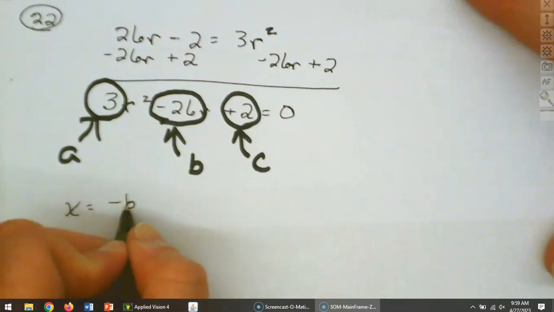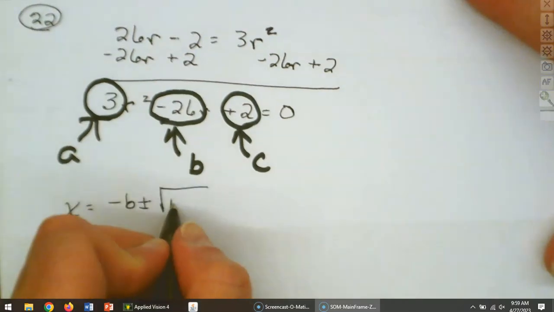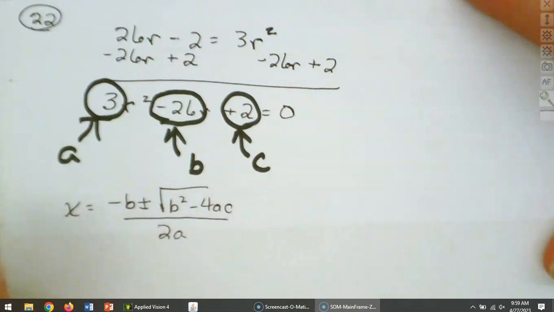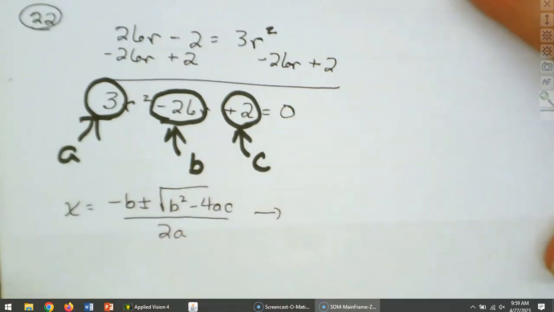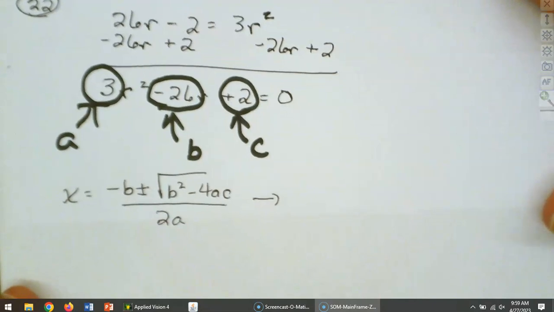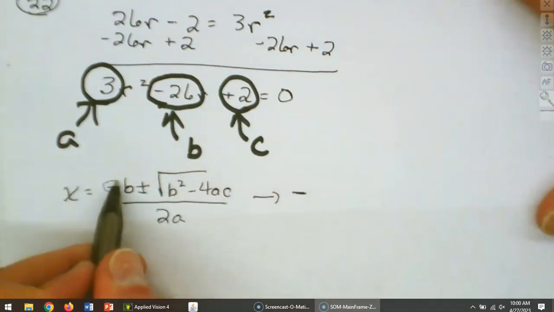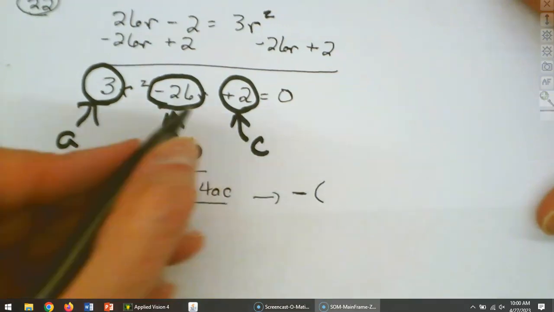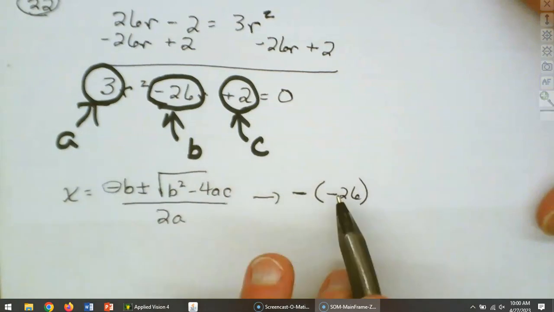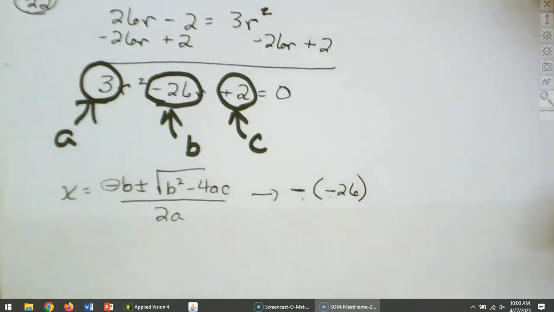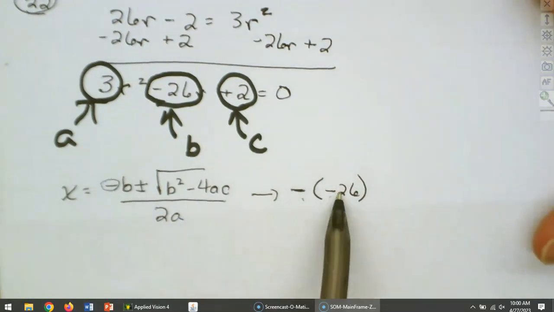X equals minus b plus or minus the square root of b squared minus 4ac all over 2a. We plug our values in. So what's going to go in here? Now, be careful with that b. You may have double negatives. We have a negative from here. What is b? Negative 26. So that is why we have the double negative. So that double negative is very important. So watch out for things like that. If students make a mistake with the quadratic formula, a lot of times it's with the double negatives.